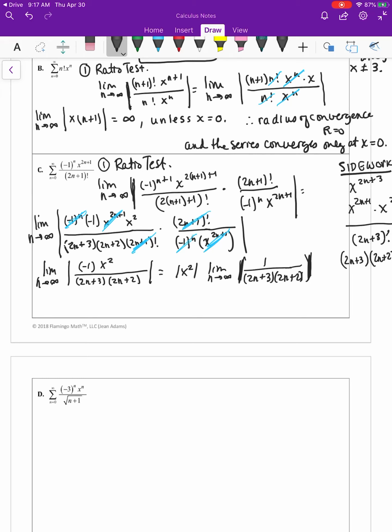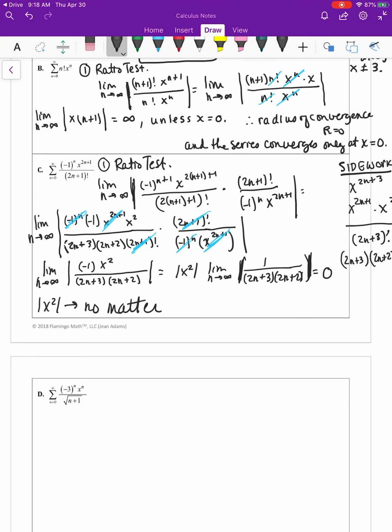So now, if I put infinity into the denominator here, I'm going to get 0. And 0 times x squared is 0. So this whole thing is going to give me 0, no matter what x squared is. Is 0 less than 1? Yes. So for convergence, you need this to be less than 1. Well, it's always less than 1. It doesn't matter what x is.